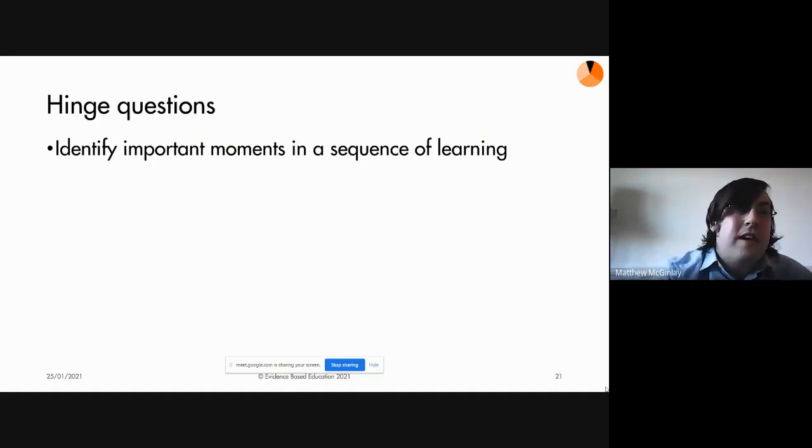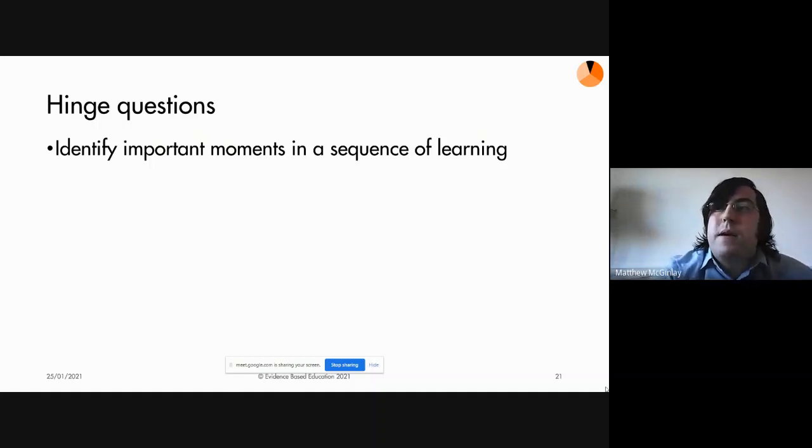And especially in an online or blended environment, trying to identify those critical points in your lessons or a sequence of learning, and working with colleagues obviously is important too, where we want to really find out: have our students understood this? Can they do the things that we hope they're able to? Because if they can't do these things, then we're probably not going to understand the next thing.